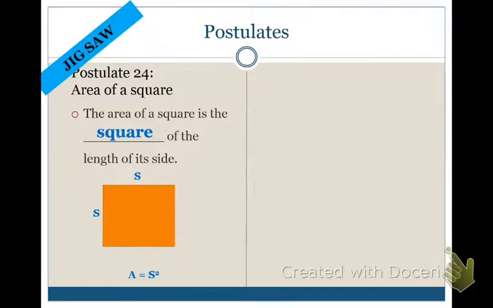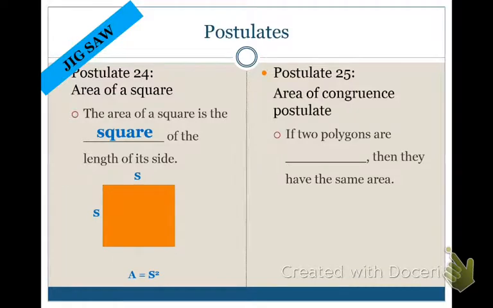Do I have it? Area of congruence postulate. If two polygons are congruent, then they have the same area. Pretty much a common sense idea. If the shapes are congruent, same size and shape, they're going to have the same area.